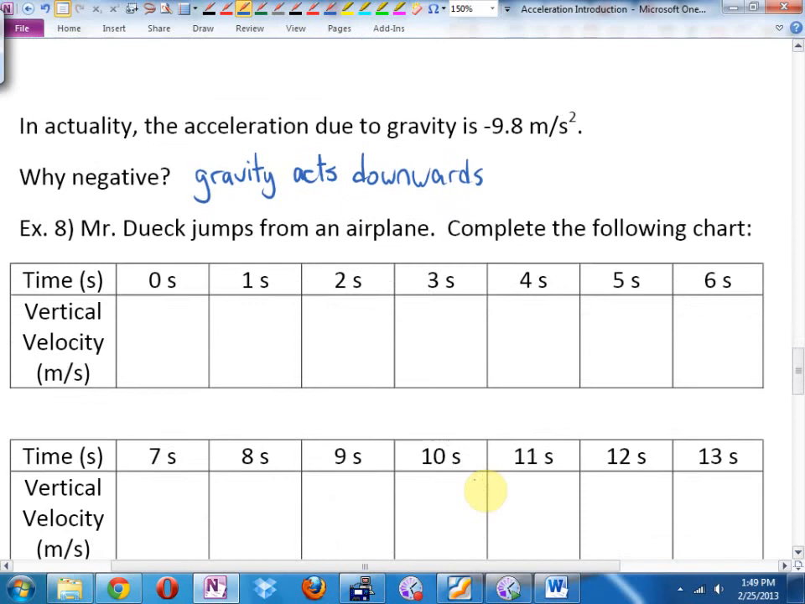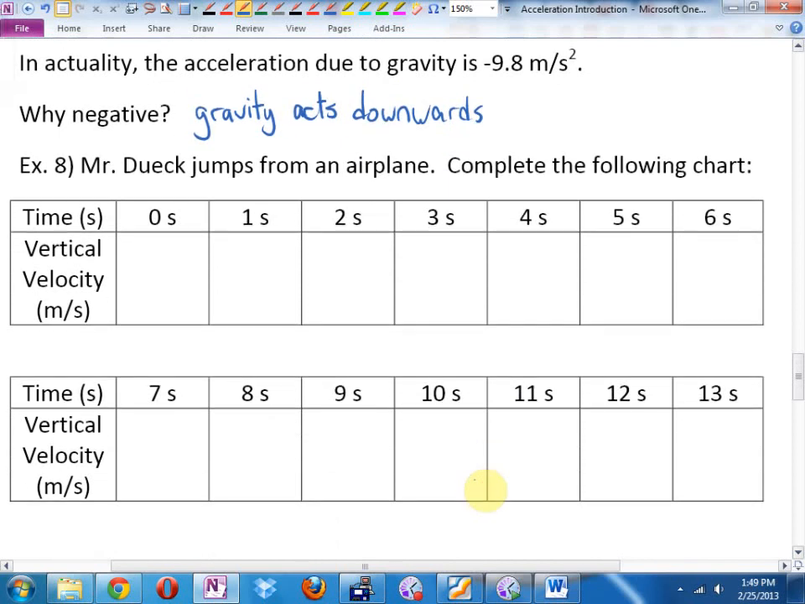So, example 8. Mr. Dueck jumps from an airplane. Anybody else jump out of a plane? Just me? Okay. Now, when I jumped out of my airplane, because I start out sitting on the edge of the plane, what's my initial vertical speed? Think about it. 0. Okay? So at time 0, I'm traveling 0 meters per second.